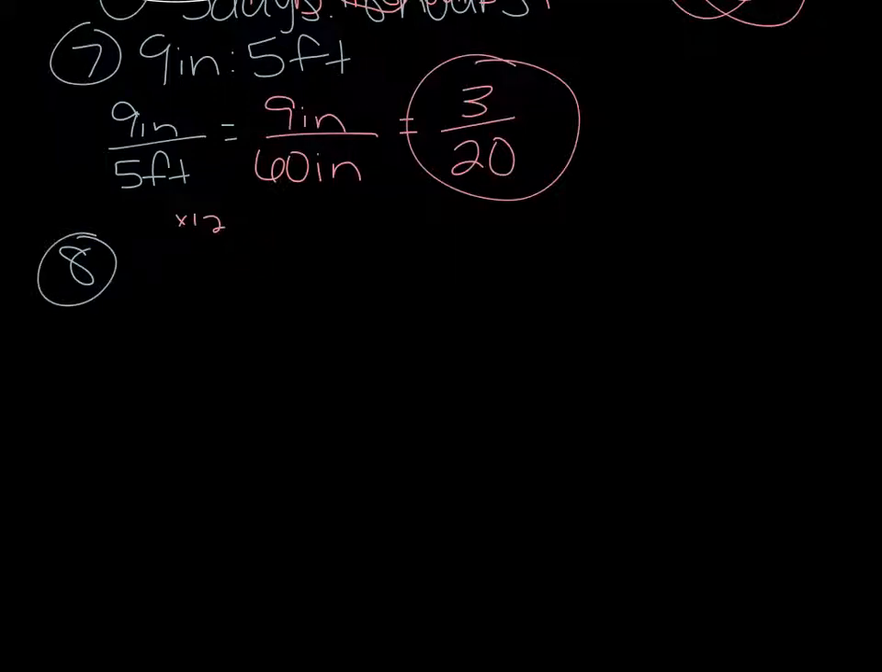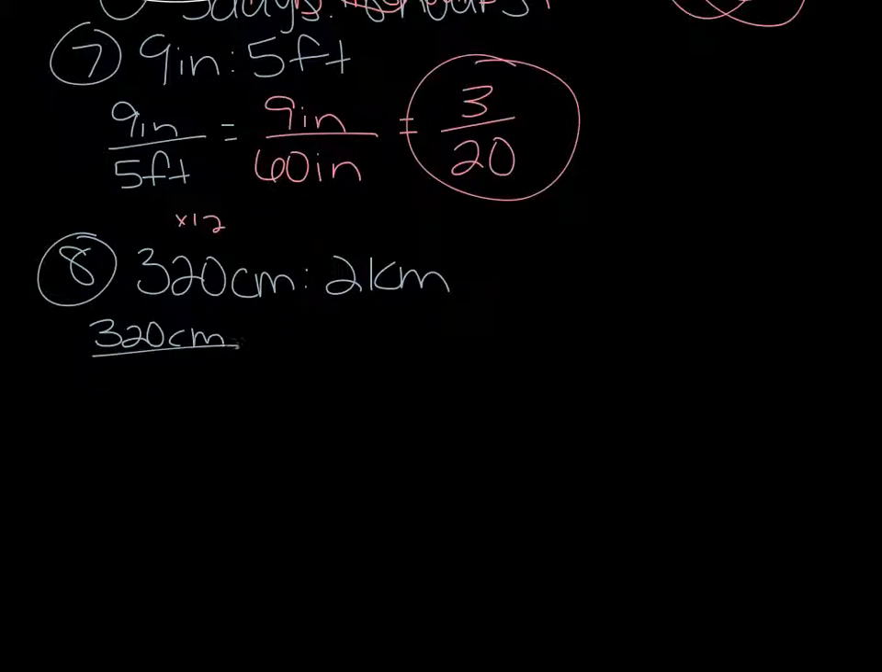Okay, so this one, let's try 320 centimeters to 2 kilometers. 320 centimeters to 2 kilometers. Which unit will I change here? Kilometers, because it's a lot bigger, right? Now, off the top of your head, is there a direct conversion from kilometers to centimeters? No, there's a step in between there, right? What is it? Meters. So we're going to leave the centimeters the same. But instead of changing kilometers to centimeters right away, we're going to change kilometers to meters first.